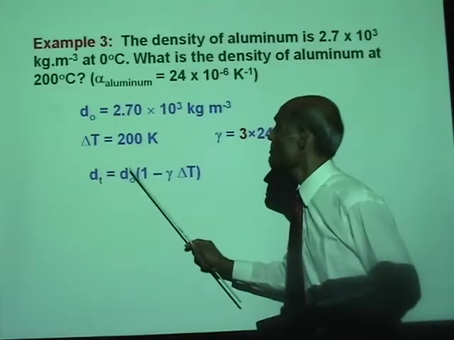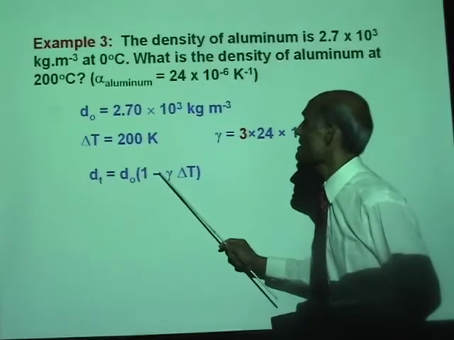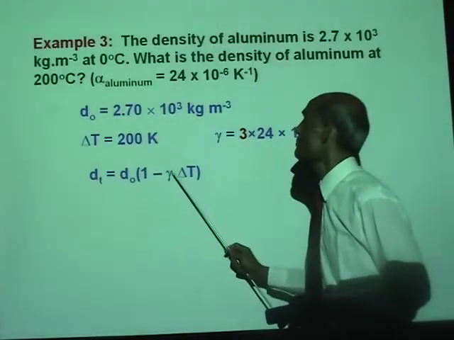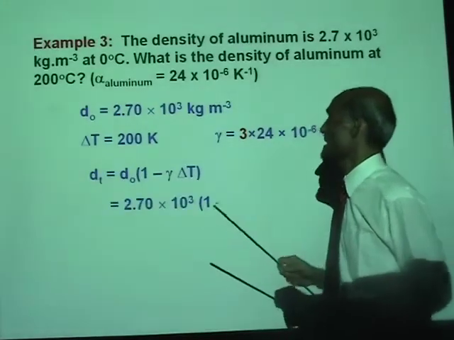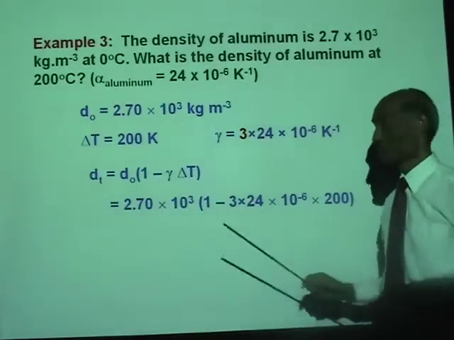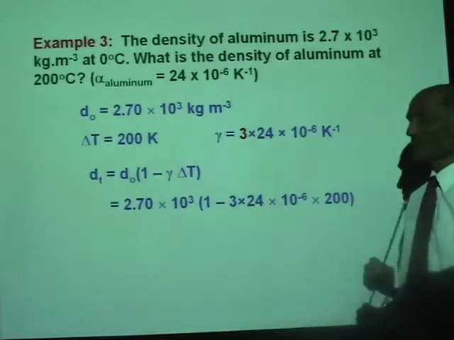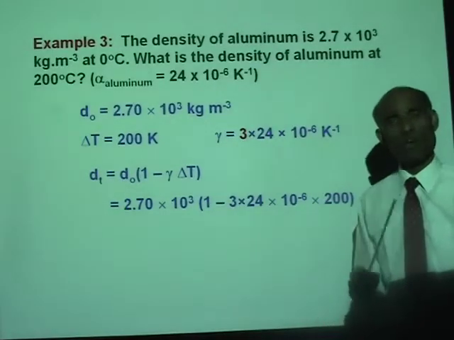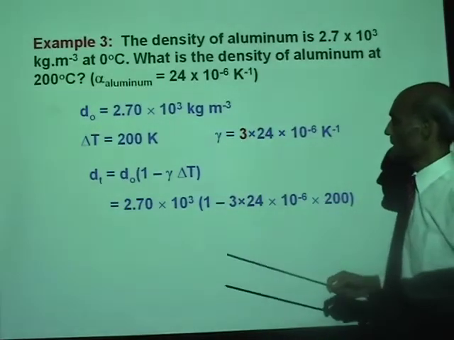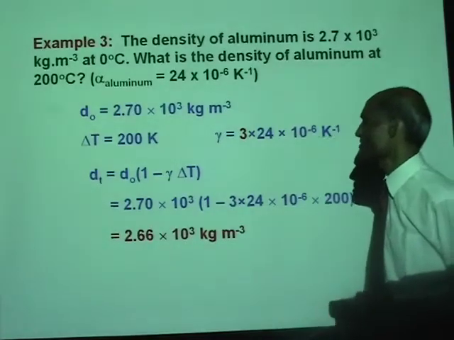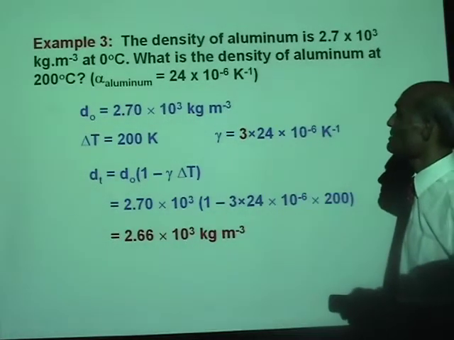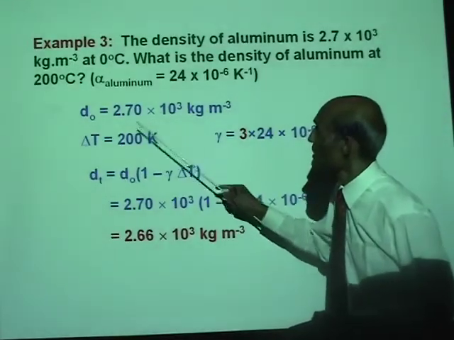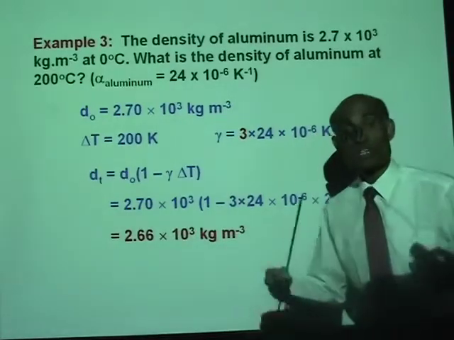So, dt equal to d0 times 1 minus gamma delta t. We know d0, we know gamma, we know delta t. Put in all those values and use your calculator now to simplify this. Make sure you can do these kind of calculations without making a mistake on your calculator. Alright? So that will be 2.66 times 10 to the 3 kilogram per meter cube. You can see there is a substantial change in the density when the temperature increased.